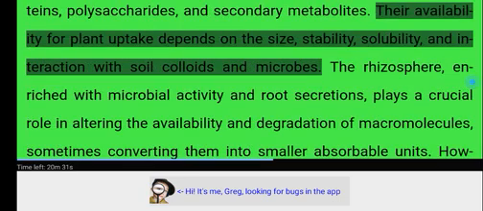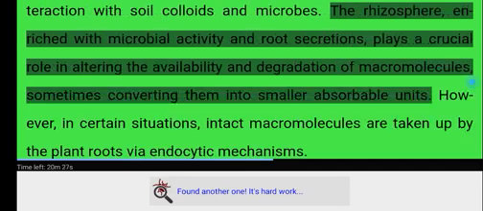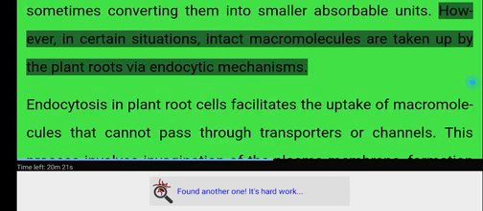Their availability for plant uptake depends on the size, stability, solubility, and interaction with soil colloids and microbes. The rhizosphere, enriched with microbial activity and root secretions, plays a crucial role in altering the availability and degradation of macromolecules, sometimes converting them into smaller absorbable units. However, in certain situations, intact macromolecules are taken up by the plant roots via endocytic mechanisms.